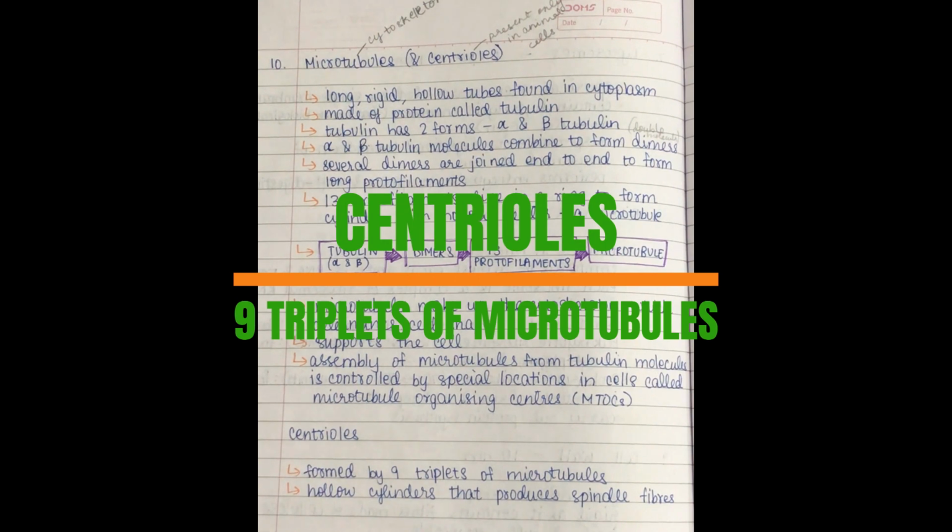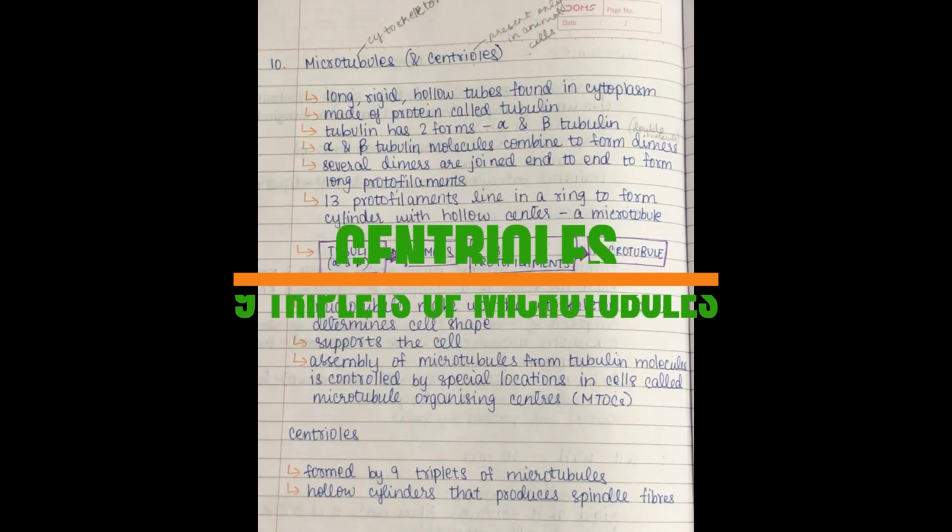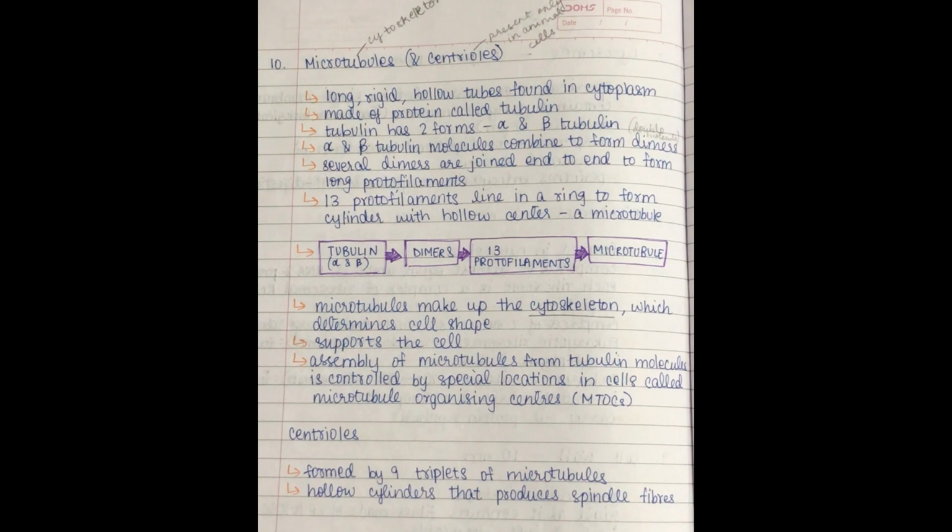Centrioles are formed by 9 triplets of microtubules. Centrioles are hollow fibers which are made up of microtubules, and when two centrioles join at right angles to each other, they form a centrosome. So a centrosome is made up of centrioles, just like how centrioles are made up of microtubules. Now centrioles produce the spindle fibers and the centrosome organizes the spindle fibers during cell division. You must remember that centrioles are not found in flowering plants and fungi.